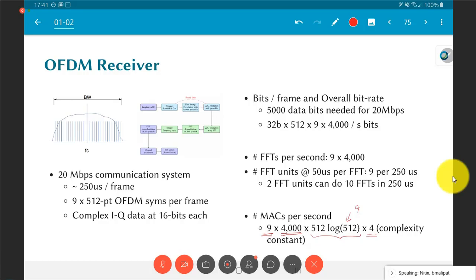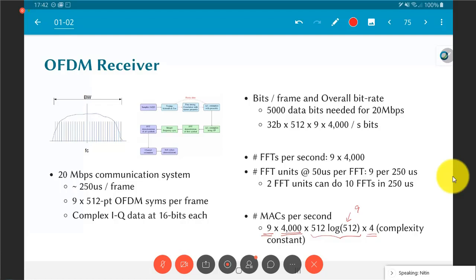You have probably come across this expression that the FFT has complexity O of n log n. What that actually means in practice is that it has some constant into n log n multiplications per second. A typical value for that constant is 4. So basically what we end up with is 4 into 512 log 512 into 9 into 4000. That is a way of estimating the total number of multiply accumulates that we need per second here.